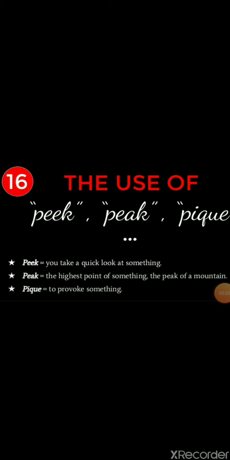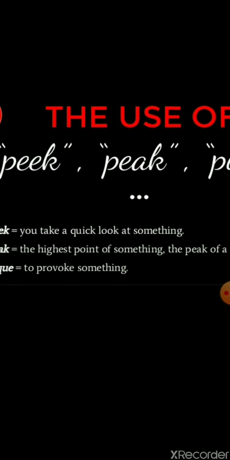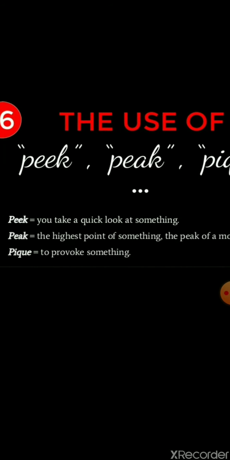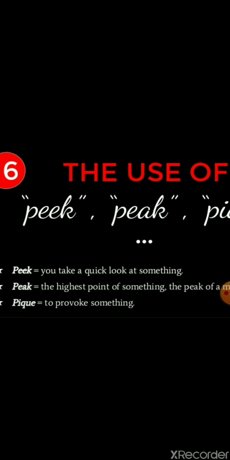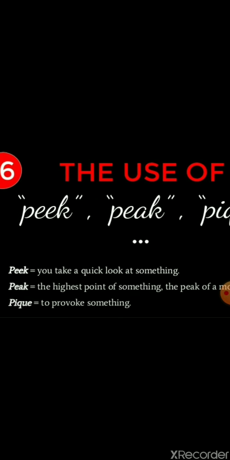Confusion: the use of peek, peak and pique. Okay, in the spellings they are different, but guys, in the context, in the usage in the sentence, they are also different. Now see how. Peek, you need to understand the meaning. P-double-E-K means you take a quick look, means you look very fast. Peek, peek over that. Peak, the highest point of something, the peak of the mountain.